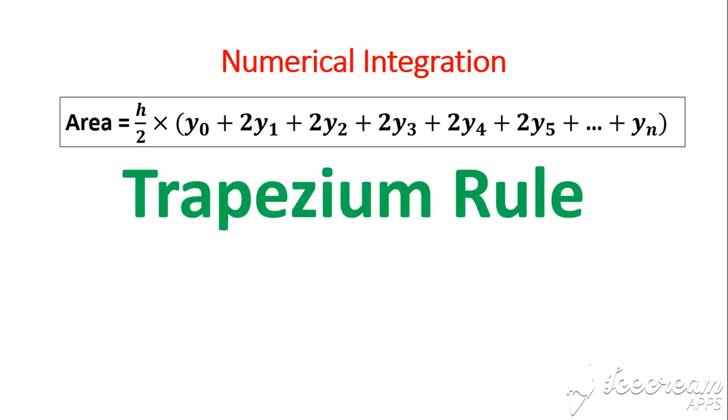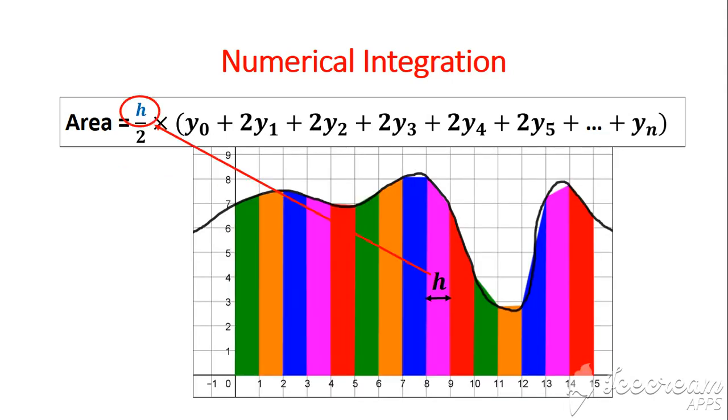Okay, so the first rule is called the trapezium rule, and here is the trapezium rule. Now, h is equal to the height of the trapezium, or the width of each trapezium. We're going to divide h by 2, and we're going to multiply it by all the stuff inside brackets. Now, here is what's going on. y0 is your first y value, the height at that point. y1 is your second y value, the height at that point, and we're going to times it by 2.